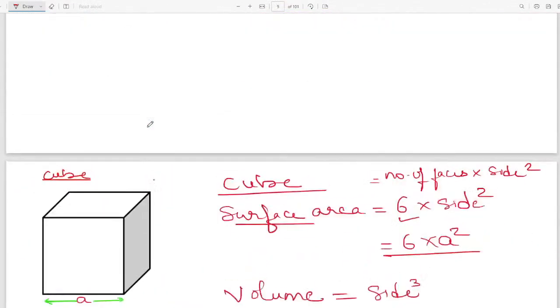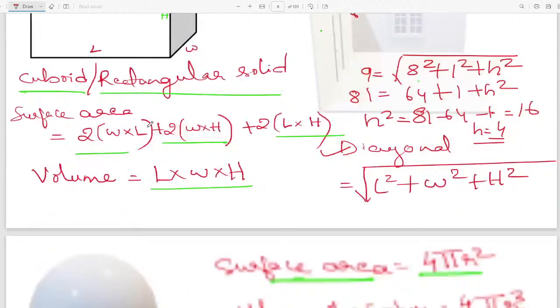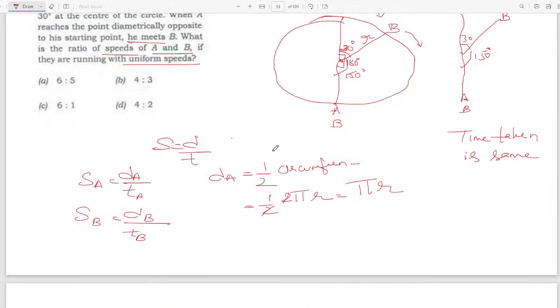For the sector of the circle, the length of the arc is equal to theta divided by 360 times the circumference, that is 2 pi R. This is the length of the arc. So we need to calculate the length of this arc, from here to here.